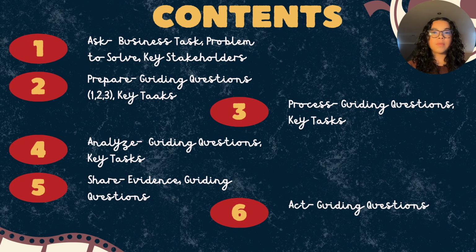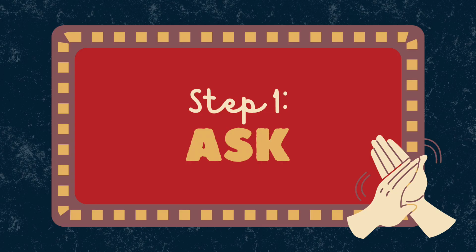So we have about 6 different groups of slides that you'll be seeing. We have the ask, prepare, process, analyze, share, and then act. Each of these slides and each of these videos that you'll be seeing, part of the little chunks, are just different parts of the process that we will be going through as data analysts to help our movie executive.